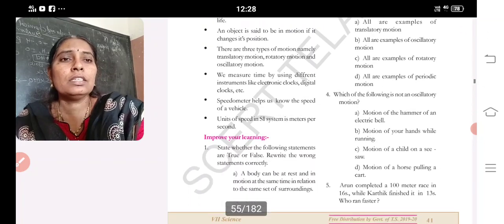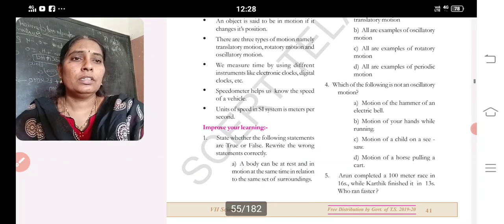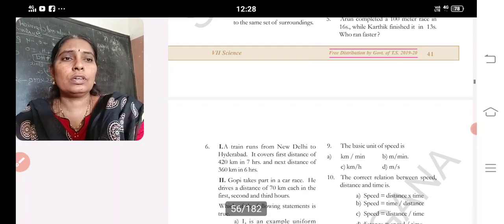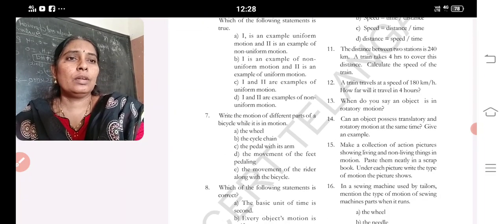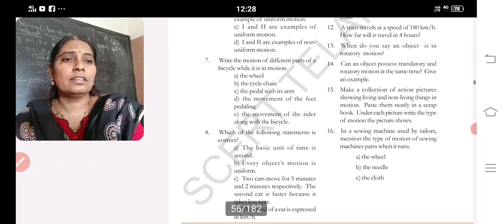So here, how many answers do you have to write? Let me talk about this. All are multiple choice questions. When do we say that an object is in a rotatory motion? 13th one: sewing machine used by tailors. Mention the parts of the sewing machine when it runs: wheel, needle and a cloth. That is the 16th one.